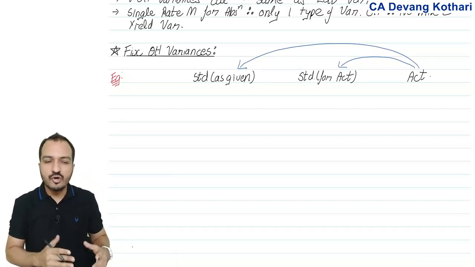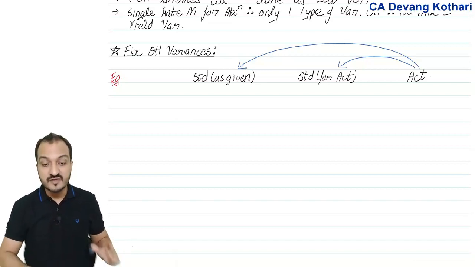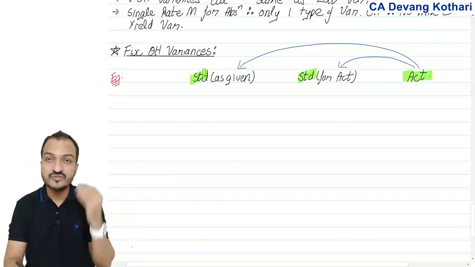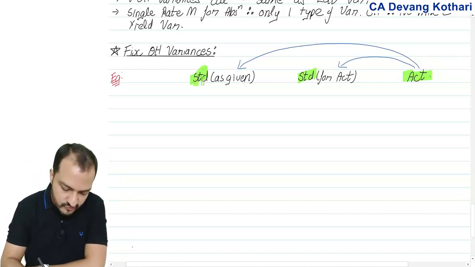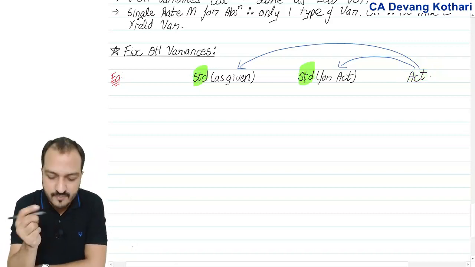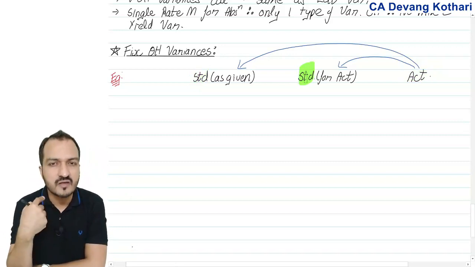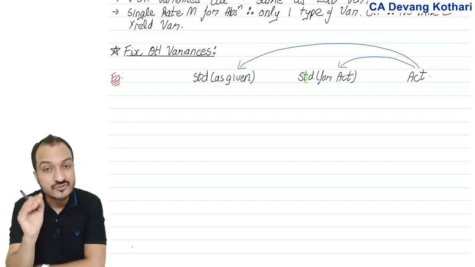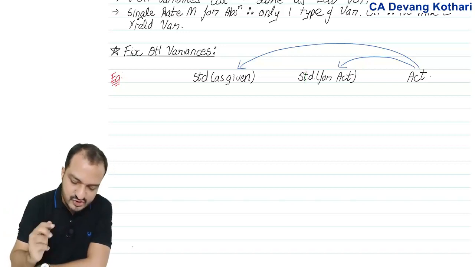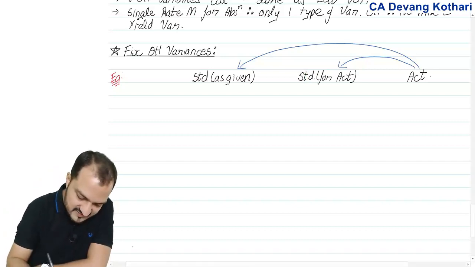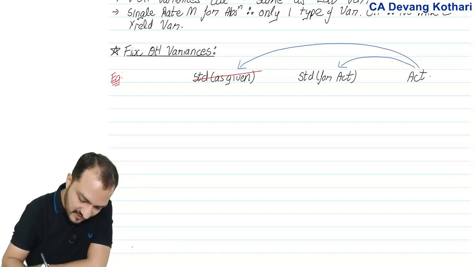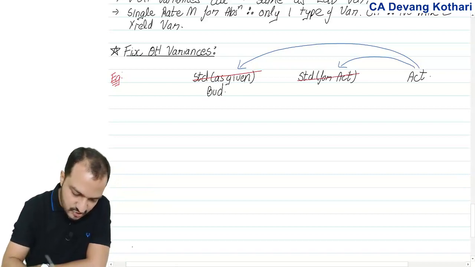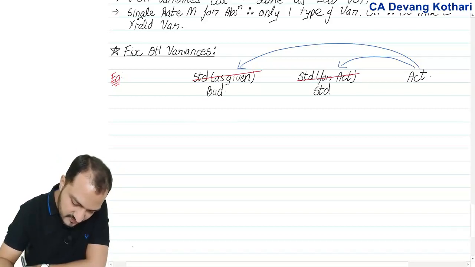Now, if I am gonna explain both these comparisons, then you might get confused that I'm comparing actual with which standard, because you notice that as per the language, both of these are named as a standard. Now, because both are named as a standard, it might create a confusion that which standard am I talking about. Well, just to remove that confusion, I suggest we change the name. Instead of calling this as standard as given, let me call that as budget. And instead of calling this as a standard for actual, let me call that as simply standard.